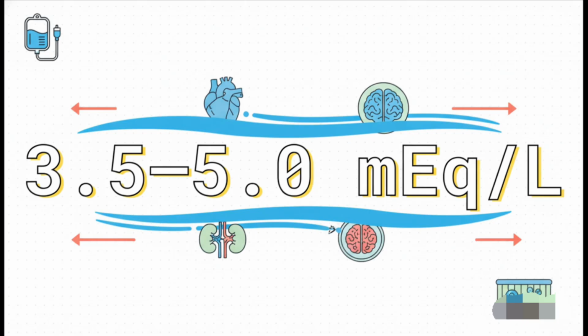And here it is, the magic number, 3.5 to 5.0. I'm not kidding, you need to burn this range into your memory. It's one of the most critical lab values you will ever learn. If you see a potassium level outside of this range, your alarm bells should be going off, loudly.